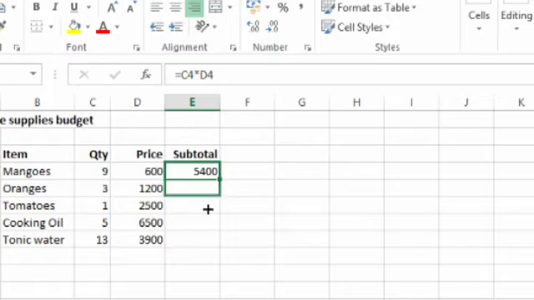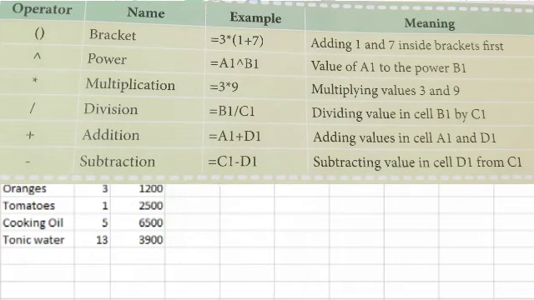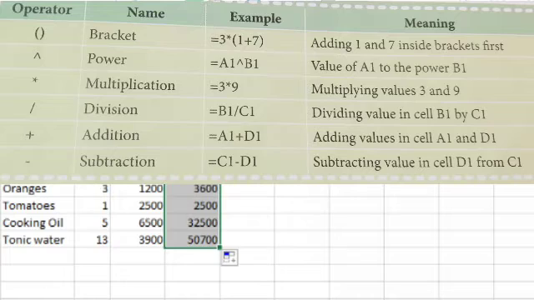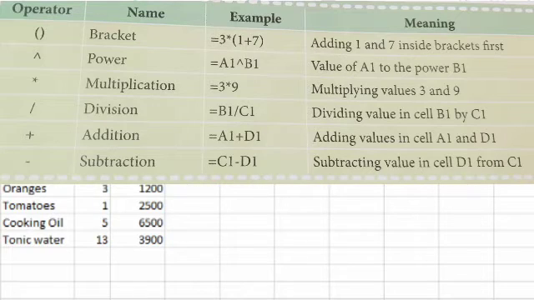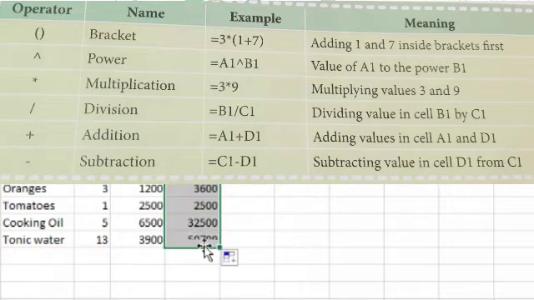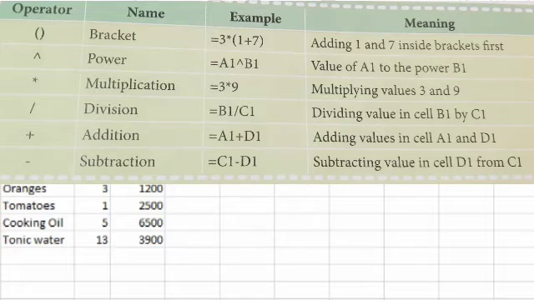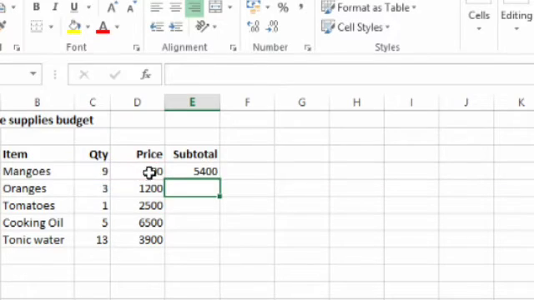And next, arithmetic operators. Look at this box, all of you. These are the arithmetic operators. Names are given here: bracket, power, multiplication, division, addition, subtraction. Examples are given, and the meaning of each example is also given. These are the arithmetic operators we use to do the editing and entering in the Excel sheets.